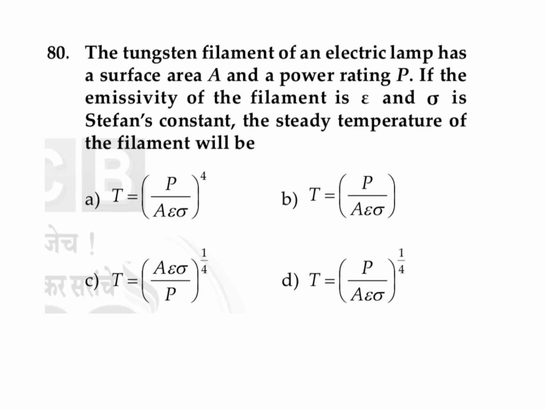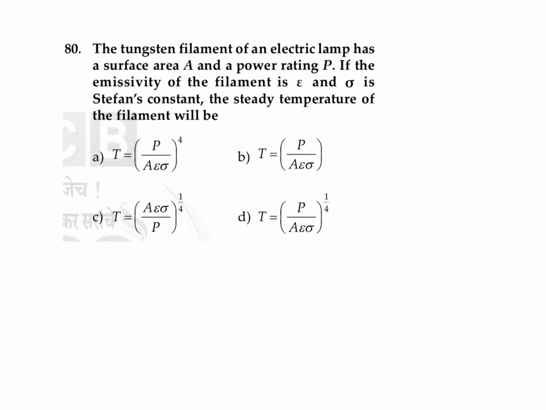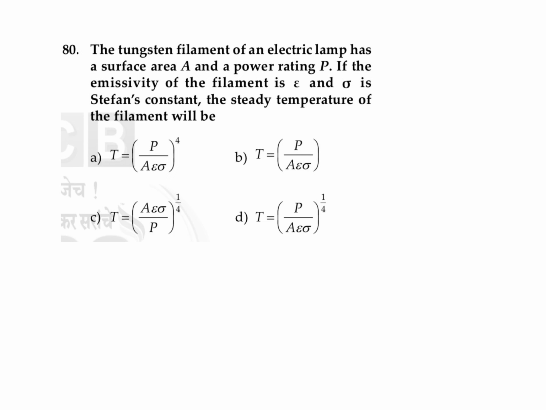It is given that the tungsten filament of an electric lamp has a surface area A and power rating P. If the emissivity of the filament is epsilon, and sigma is the Stefan's constant, the steady temperature of the filament will be? So we can say that the steady temperature means it is maintaining a constant temperature.